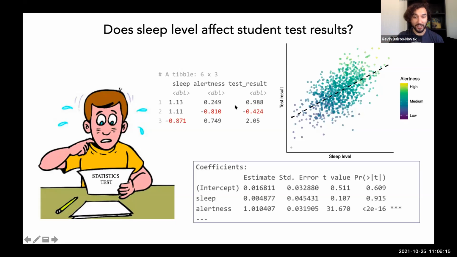And what you'll find is that there's a really strong effect of alertness and an almost completely negligible effect of sleep. Amazingly, sleep has no effect in this data set on the tests that the students are taking. So what the heck's going on? Sleep, not important apparently. There's something in your mind that's probably going off, saying something's wrong. There's obviously something wrong with the way we've done this, and that's good. If that alarm bell is going off, you're on the right track. There is something wrong here, and we'll get to it in just a second.